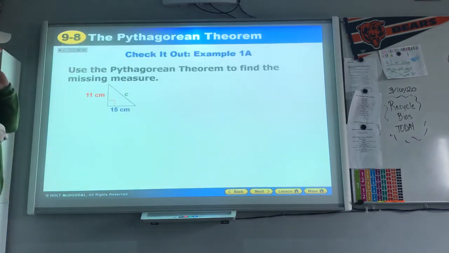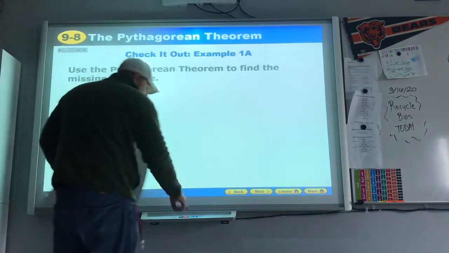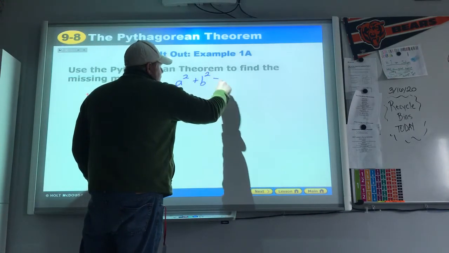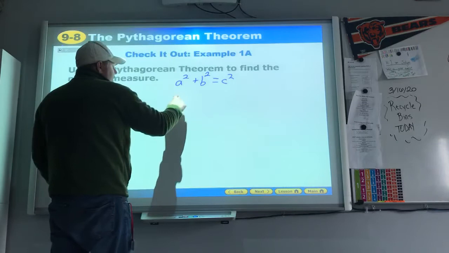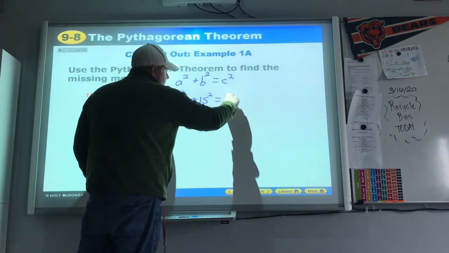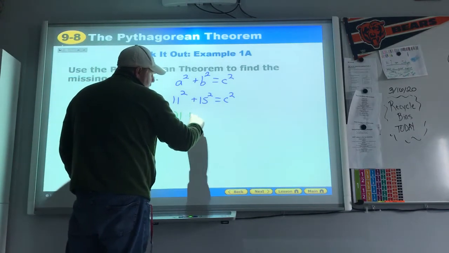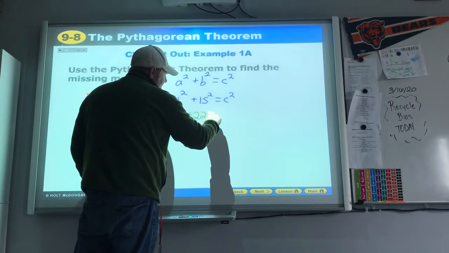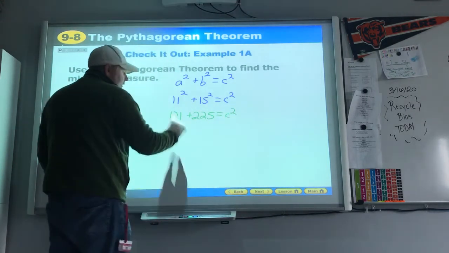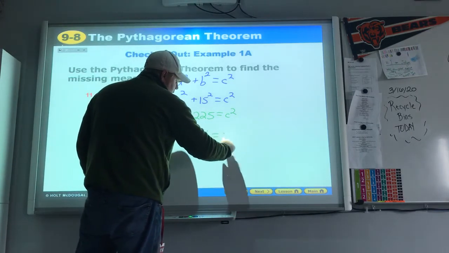All right, this time we have a and b, we don't have c, so we can set it up as a squared plus b squared equals c squared, and I'm going to put 11 squared plus 15 squared equals c squared. So my second step, 121 plus 225, I do believe, equals c squared. I add those together and I get 346 equals c squared.